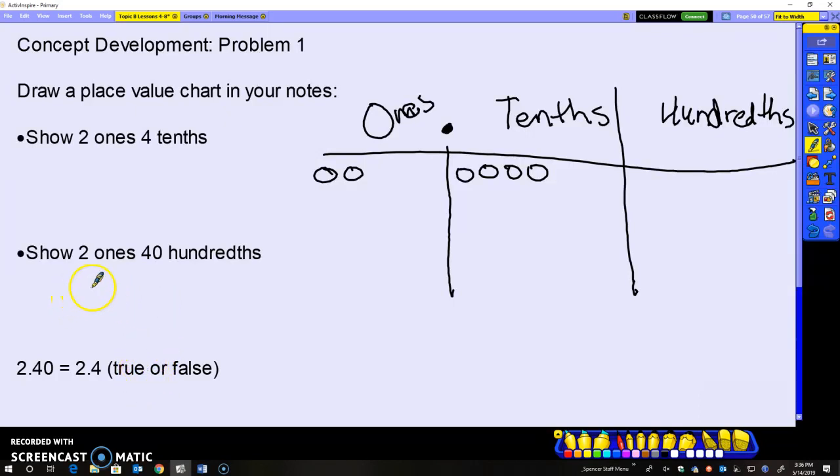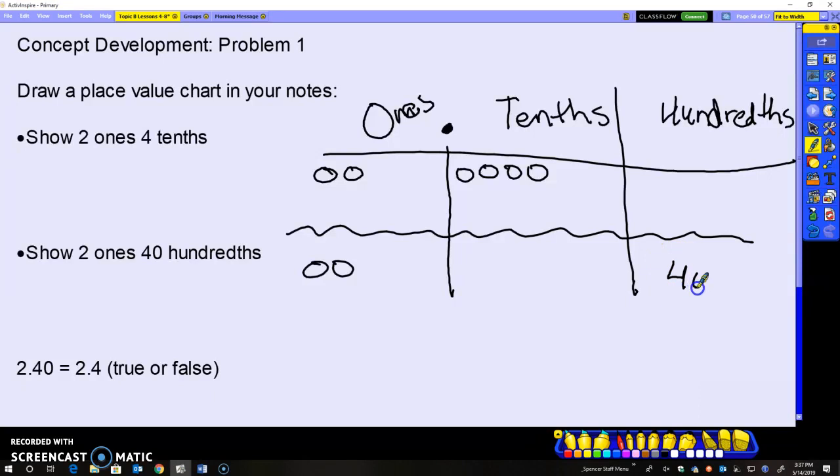It's also telling me to show 2 ones and 40 hundredths. So I'm going to break this down here, and I'm going to show 2 ones. I'm not going to show 40 hundredths. I'm actually just going to write that I have 40 hundredths here. Okay?